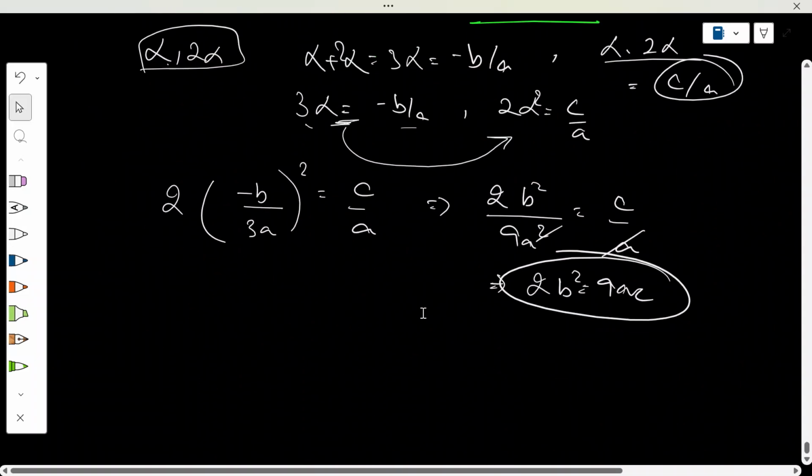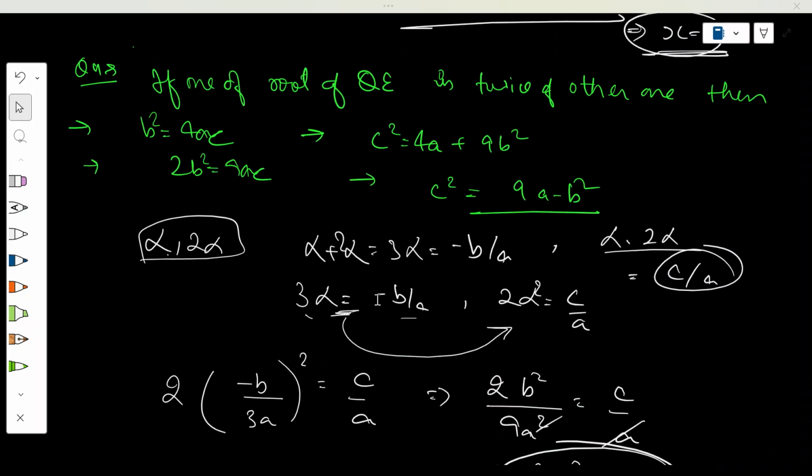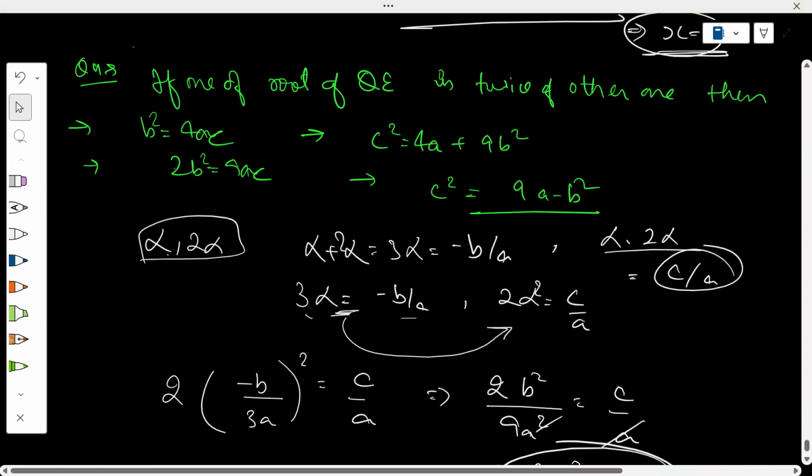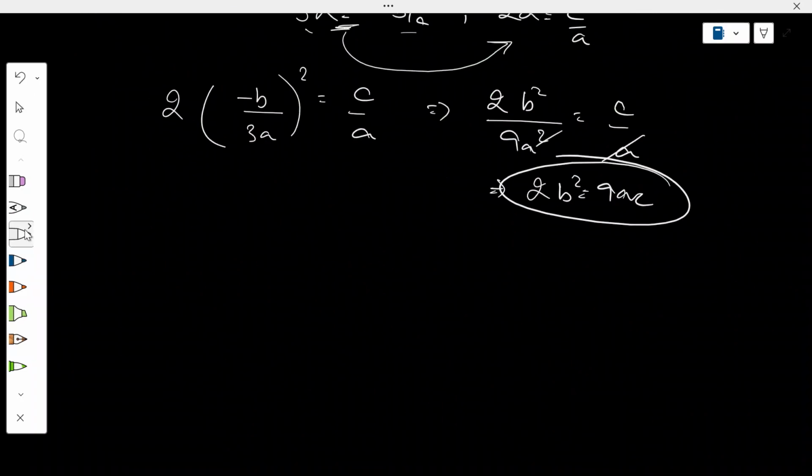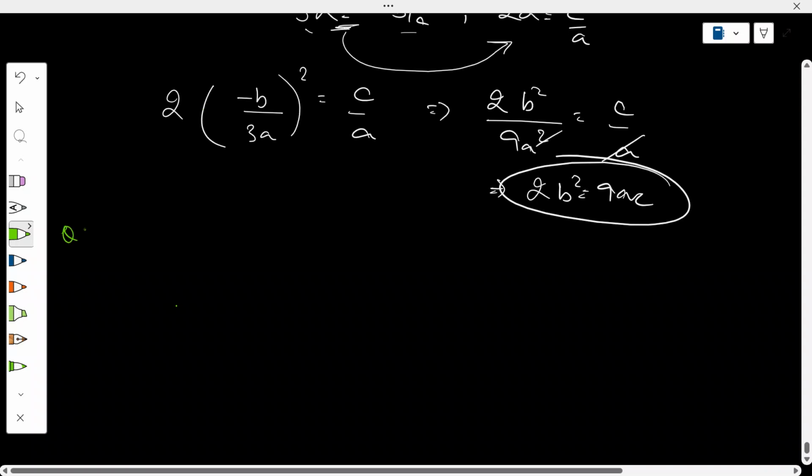C square equals to, so this option will be correct. Okay, this option will be correct. So now take a look at the next question, that is question number 5.